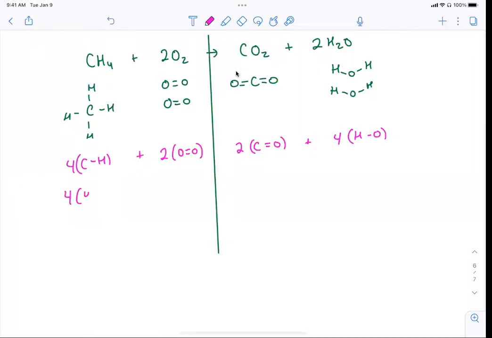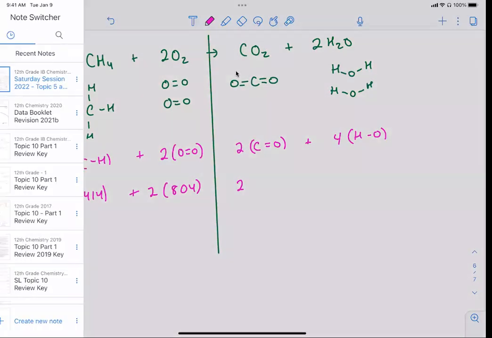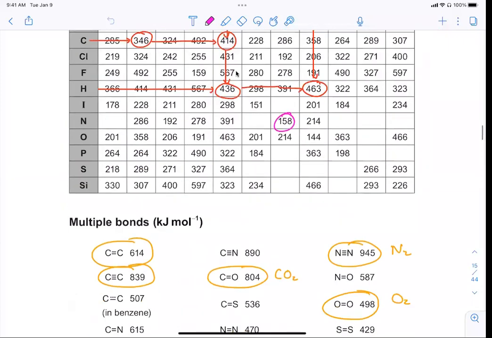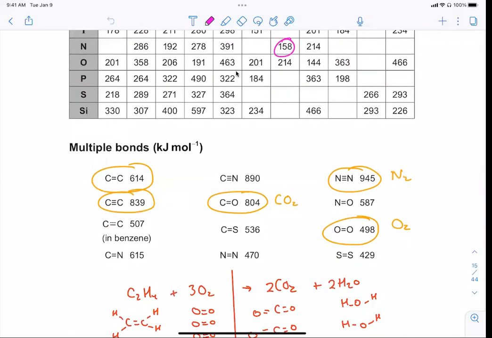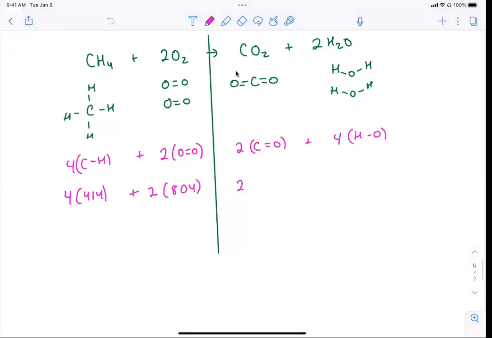So 4 times 414 plus 2 times, what is it, 804? Oh, let me double check. My memory is, okay, and then no, it's 498. See, this is what I was worried about. This is 498. And this is 804. And this is 4 times 463.